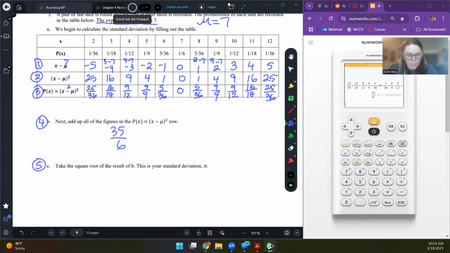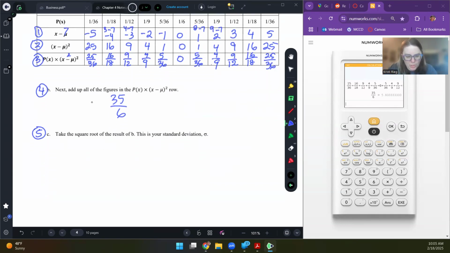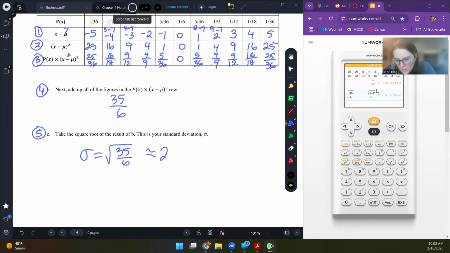Last but not least, this is take the square root of the result of step 3, and this is our standard deviation. So our standard deviation is the square root of 35 over 6. Here's our square root button. A lot of people don't like that. I could just go up and highlight that and do the square root of 35 over 6. And we get approximately 2.42. Cool. Okay.